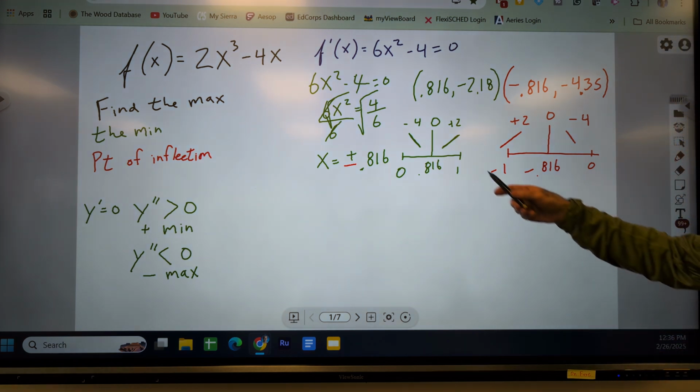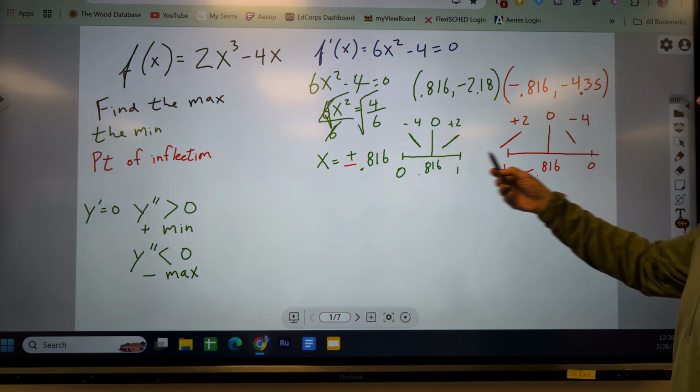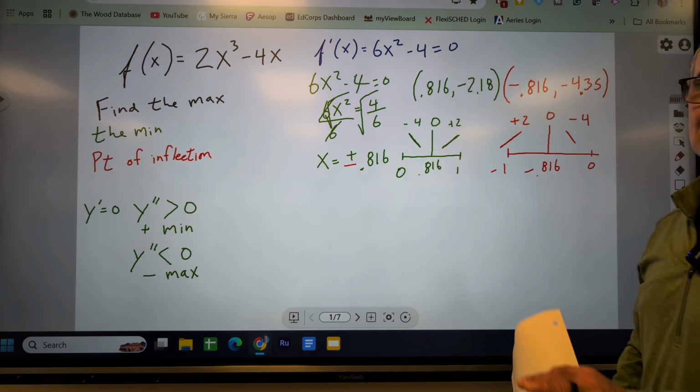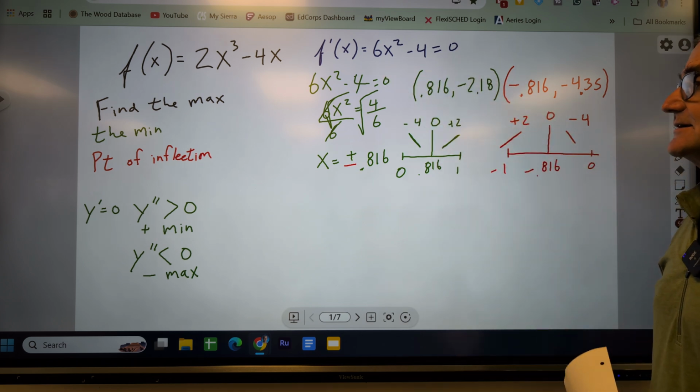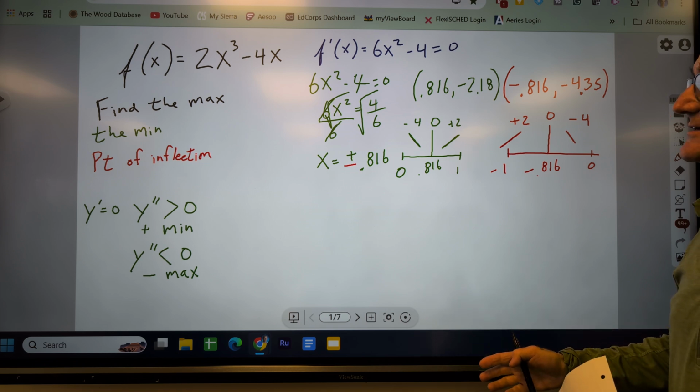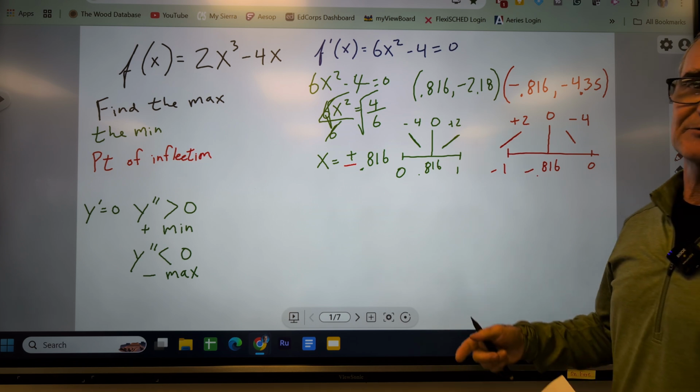So this looks like a minimum. Now it looks like a maximum. And these are coordinates on my actual graph. We'll go over to Desmos and look at it, or a graphing calculator. From there, now we're going to look at the second derivative.